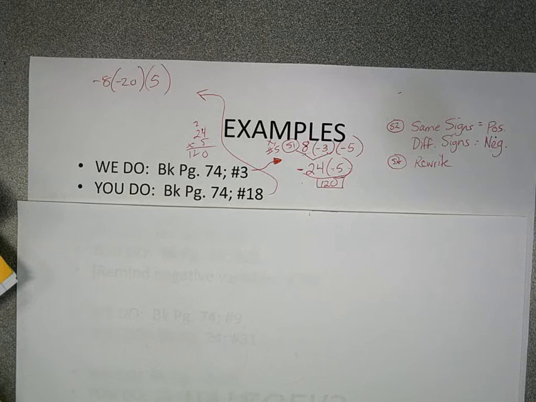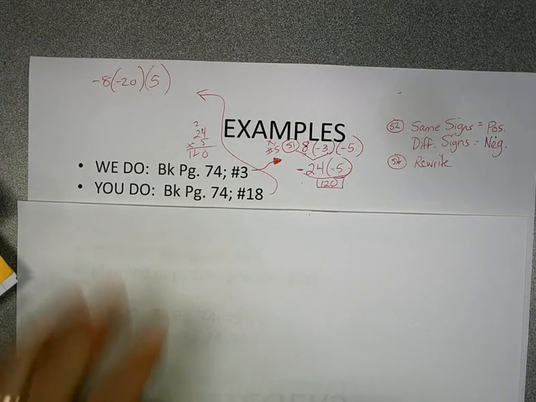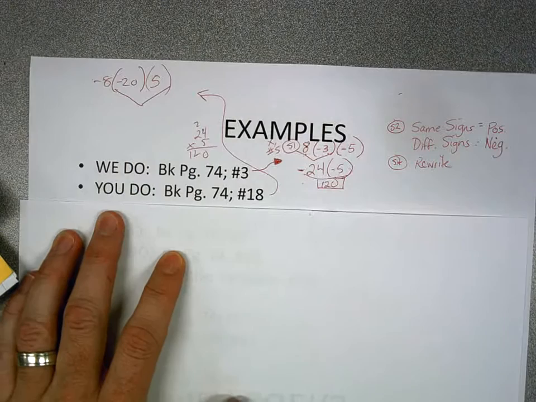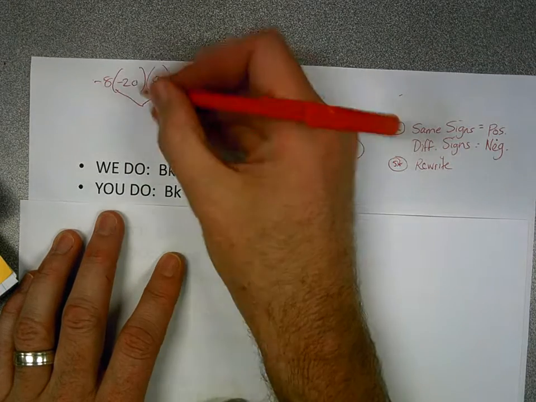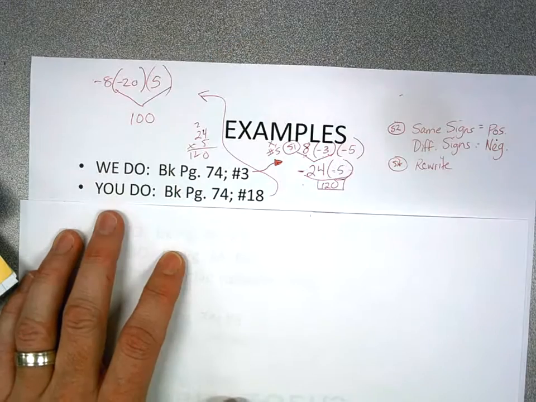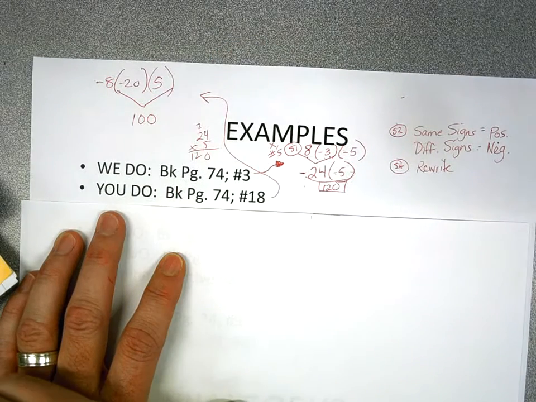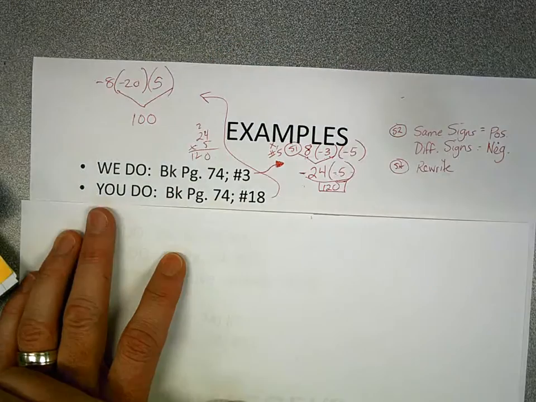How many of you guys used associative property of multiplication on this? Okay, here's what I'm talking about. It's all multiplication, right? I can multiply these two first. What's 20 times 5? 100. Associative property of multiplication is a great little skill to know. Okay.